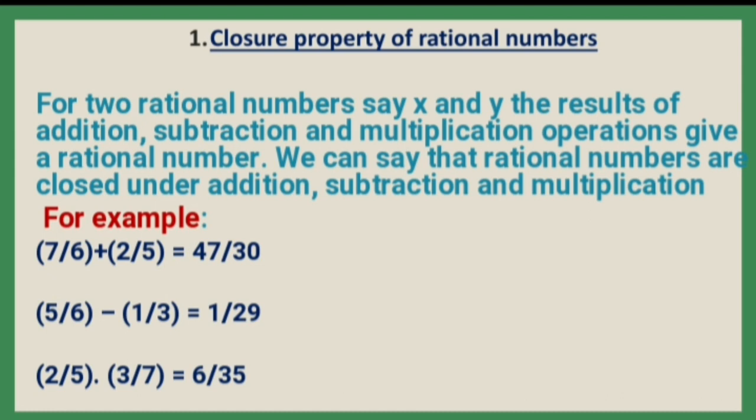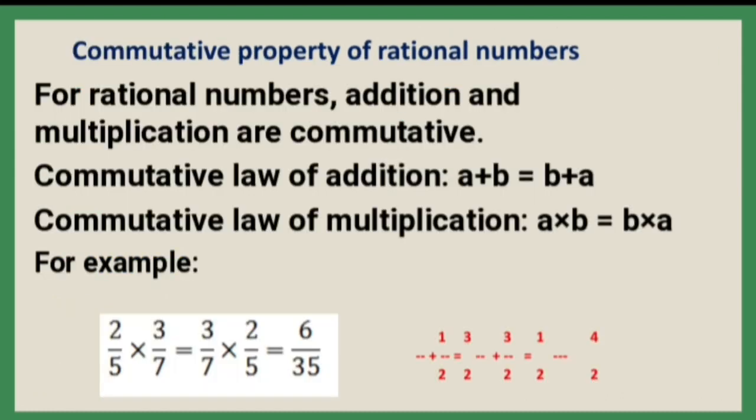Hope you understood. There I gave three examples, one for addition, one for subtraction and one for multiplication. 7 by 6 plus 2 by 5 is equal to 47 by 30. After adding two rational numbers, we got again a rational number. In the second example, we subtracted two, and the answer is again a rational number. In the third example, we multiplied two rational numbers and our answer is again a rational number. That is the first property. Let us move on to the second property, the commutative property of rational numbers.